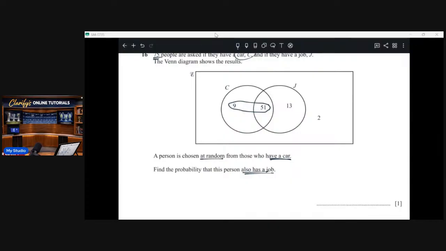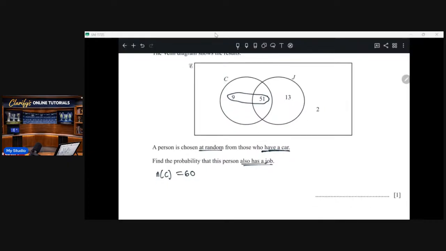So, listen everybody. What are we doing? A person is chosen at random from those who have a car. The number of people who have a car is 60. Now, find the probability that this person has a car and has a job. Probability of car and job. How many people have car and job? 51, over how many people are we choosing from?